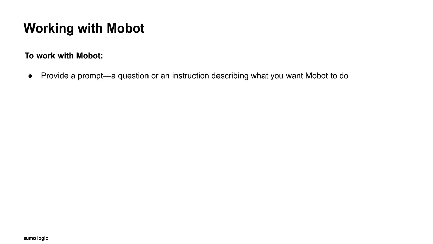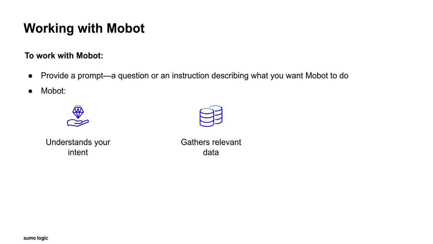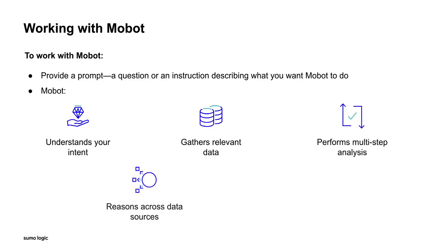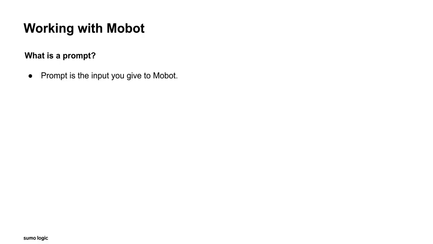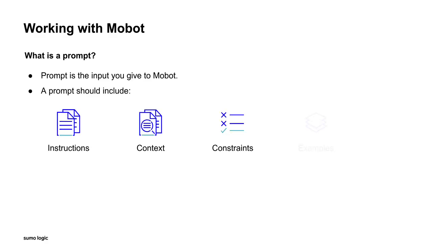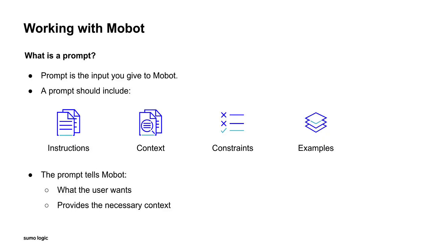Working with Mobot is simple. You simply provide a prompt, a question or an instruction describing what you want Mobot to do. Mobot will then understand your intent, gather relevant data, perform multi-step analysis, reason across data sources, and analyze findings and recommendations for next steps. A prompt is the input you give to Mobot. It should include instructions, context, constraints, and examples that guide how the model generates its response. The prompt tells Mobot what the user wants, provides the necessary context, and guides it in generating the appropriate response.